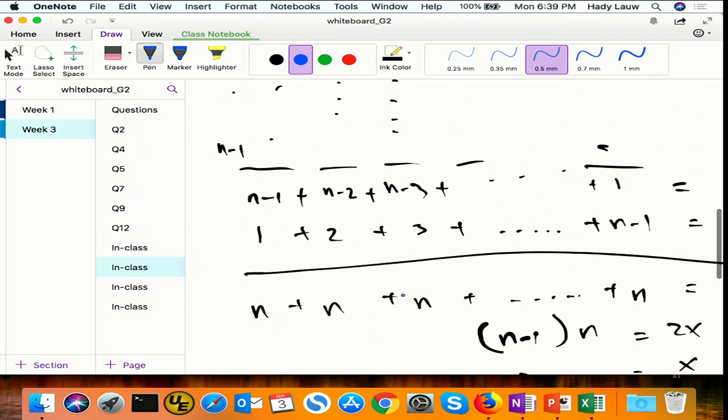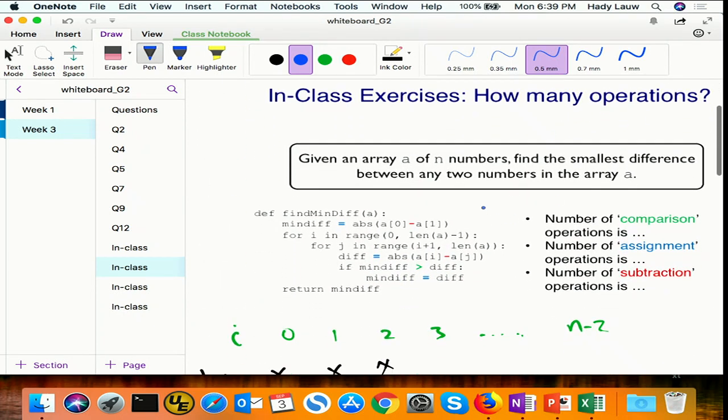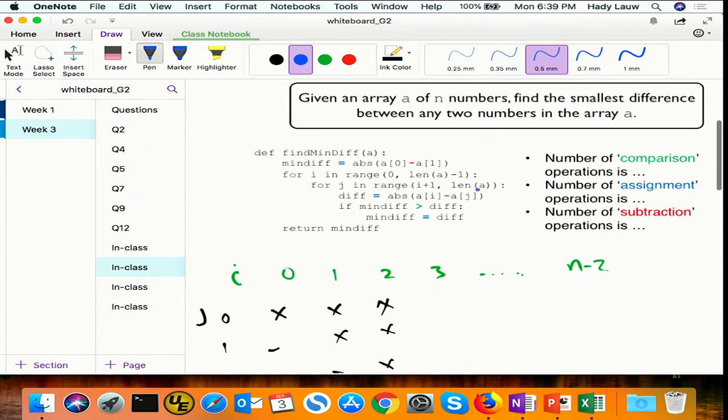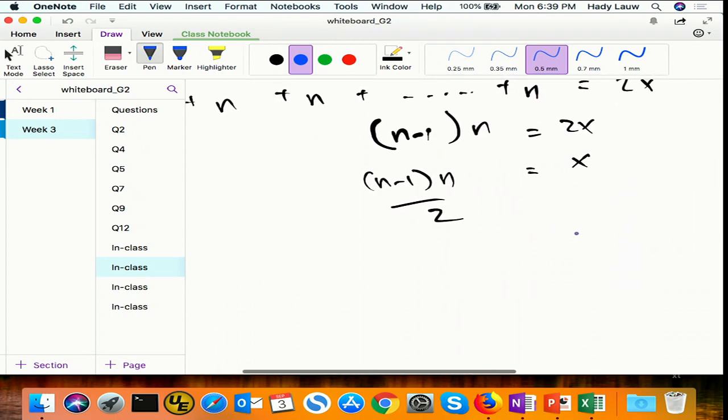Now the next problem, we are asked to look at the smallest difference between any two numbers. And earlier we have analyzed the algorithm and we come up to an expression in terms of n, right? So this is a number. Now after we get this number, then we need to simplify it. So what is the big O of this one? So how do we get n squared?